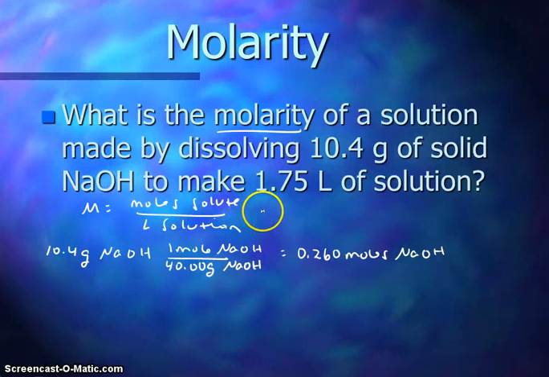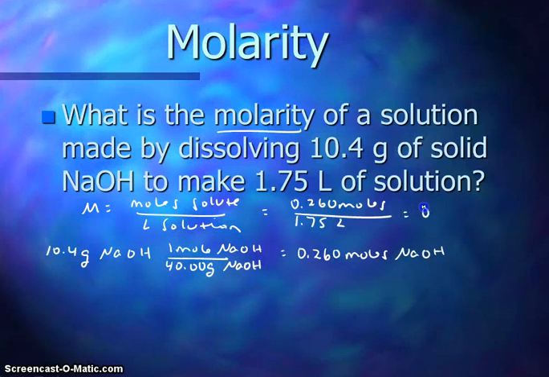So now we can calculate our molarity. We're going to plug in 0.260 moles of sodium hydroxide dissolved in 1.75 liters of solution, and that's going to give us a 0.149 molar solution. Or there are 0.149 moles of sodium hydroxide in every liter of this particular solution. But rather than saying moles per liter, we shorthand it as saying molar. So 0.149 molar.